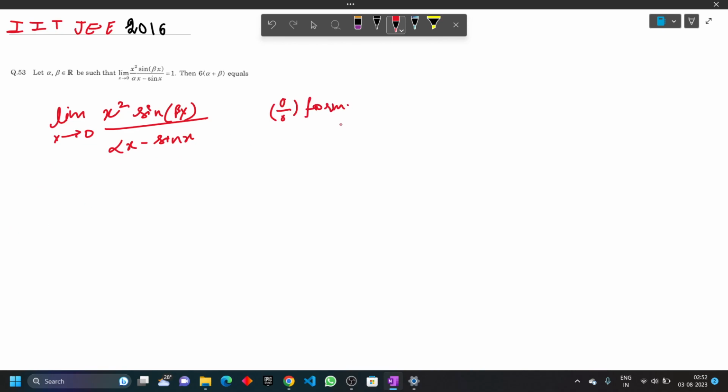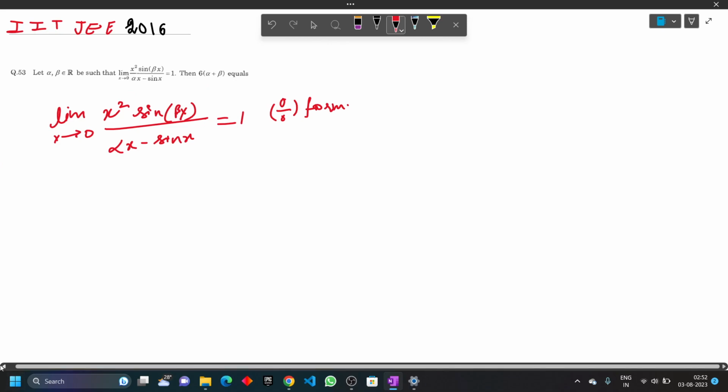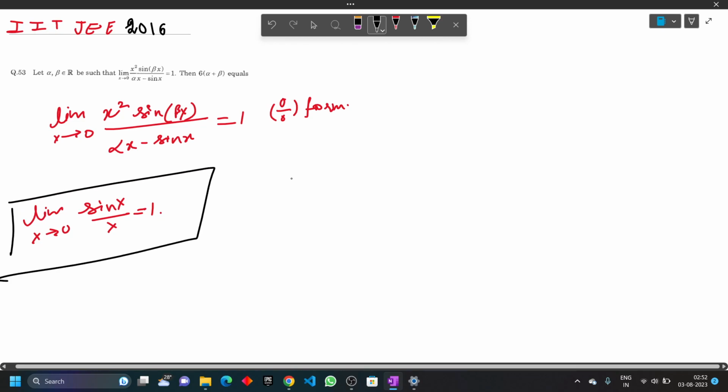So now we'll just simplify this limit and find the answer, right? Now this limit exists. Also we know that limit x tending to 0 of sin x by x is equal to 1, right? So this is the basic definition which you have to remember in order to solve this question. Okay, so limit x tending to 0, x square.